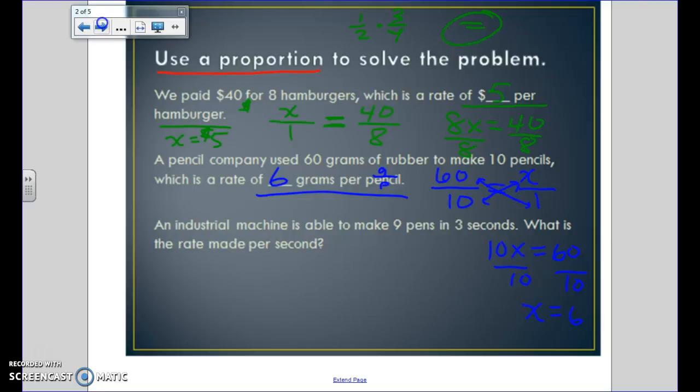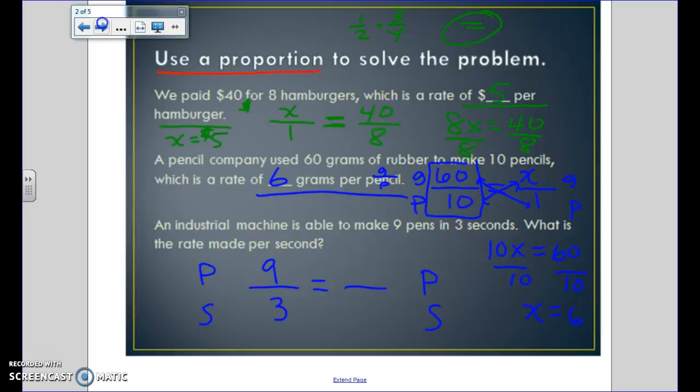The most important part in remembering when you set up your proportion is that you have the ratios the same on both sides. So if your first fraction is grams per pencil, your second fraction also has to be grams per pencil. Okay. So in this case, it says an industrial machine is able to make 9 pens in 3 seconds. So let's do pens per second. Okay, so we have 9 pens in 3 seconds, and then over here we also have to have pens per second, when I'm setting up my proportion.